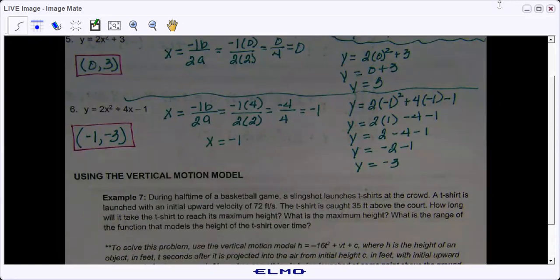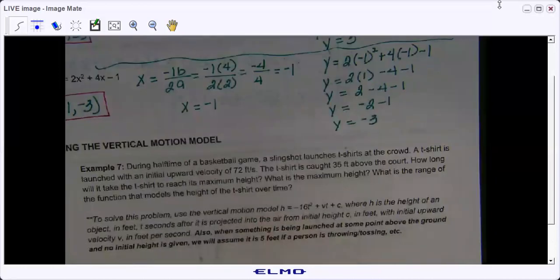What's examples? That is a word problem. Do you remember the word problems from the previous lesson? I'm gonna try to maybe simplify this a little bit. So let's go ahead and look at example 7. This one is the vertical motion model, so it's a little bit different.